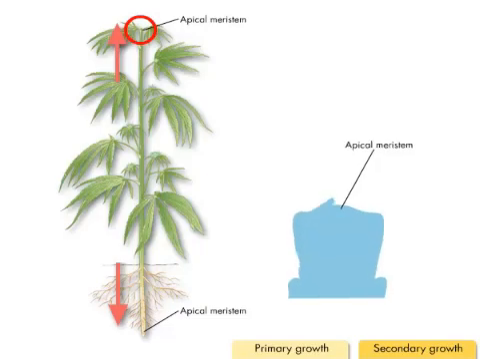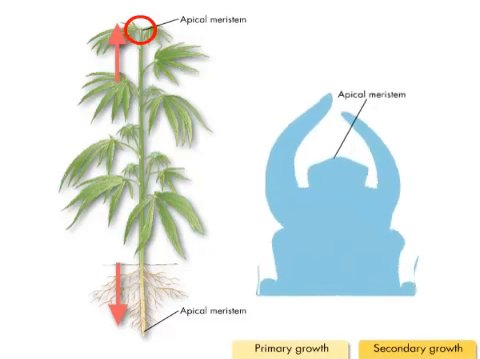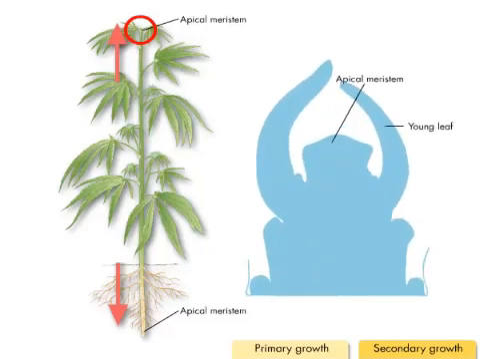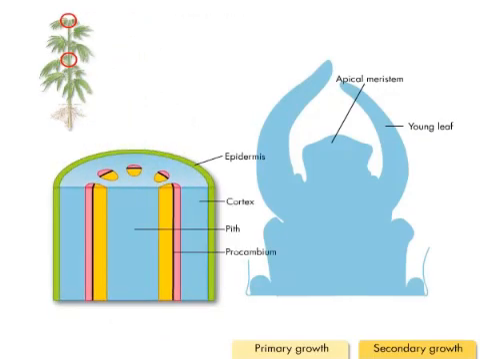As the cells of the apical meristem divide, the shoot lengthens and young leaves arise. As the apical meristem continues to grow upward, specialized tissues including the epidermis, cortex, pith, and procambium accumulate behind the growth zone. The procambium gives rise to the primary phloem and primary xylem.